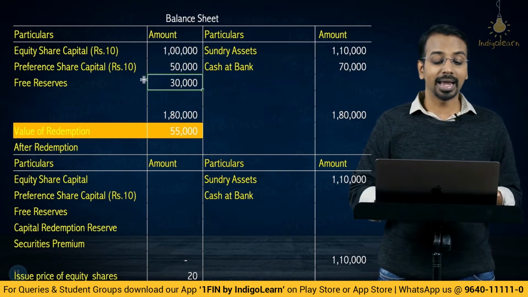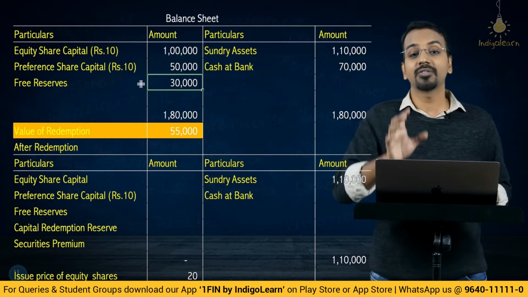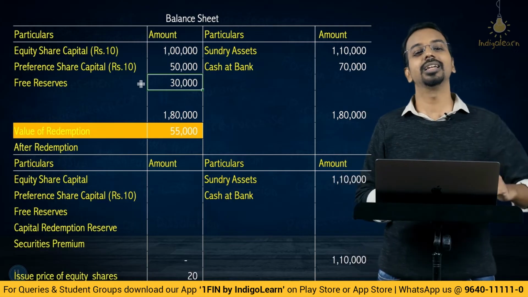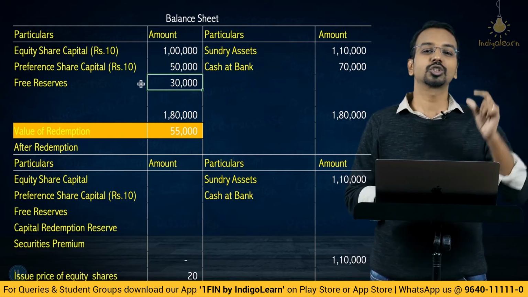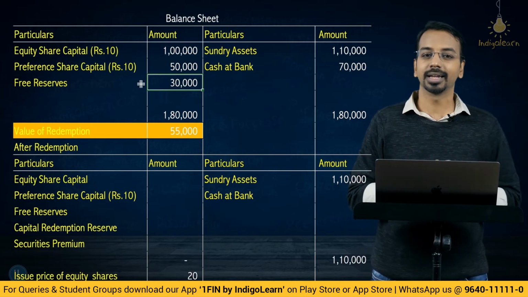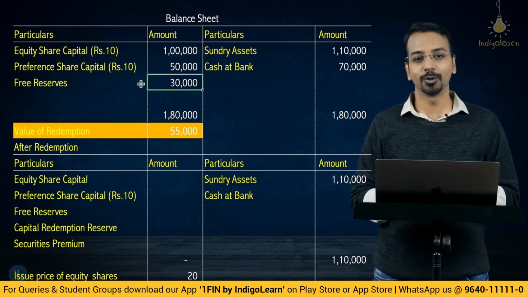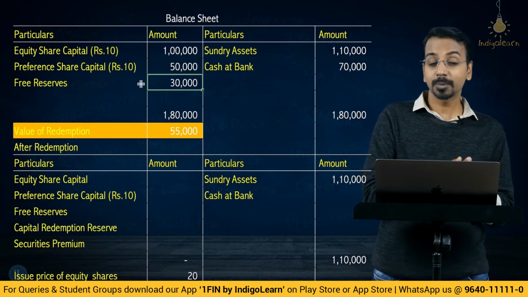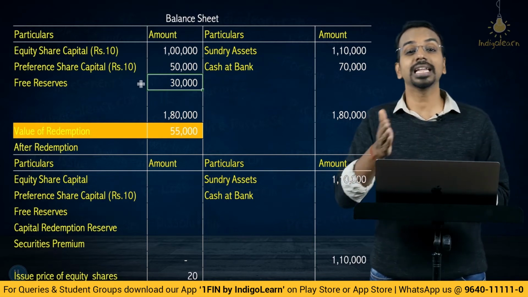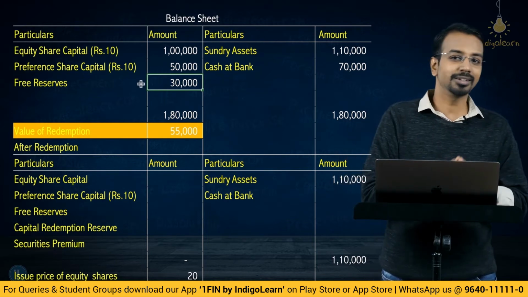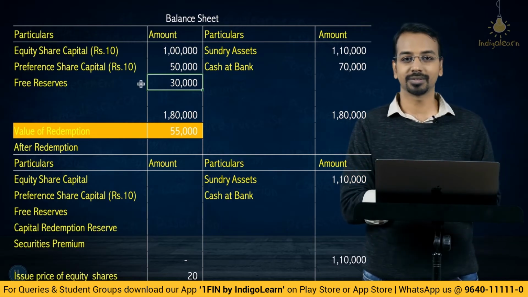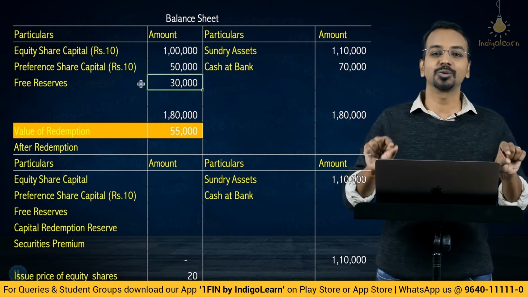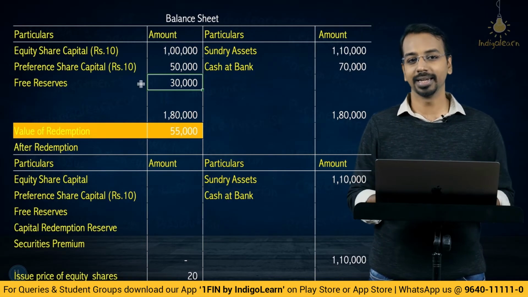So for us, the balance will be 30 minus 5, 25,000. We need CRR of 50. So there is a shortfall of 25,000. Right? Now this shortfall can be made good by issuing fresh equity shares. Now for the purpose of calculating how many shares should be issued, will you consider the issue price or will you consider the face value? Once you get the answer to this question correctly, there will not be any confusion.